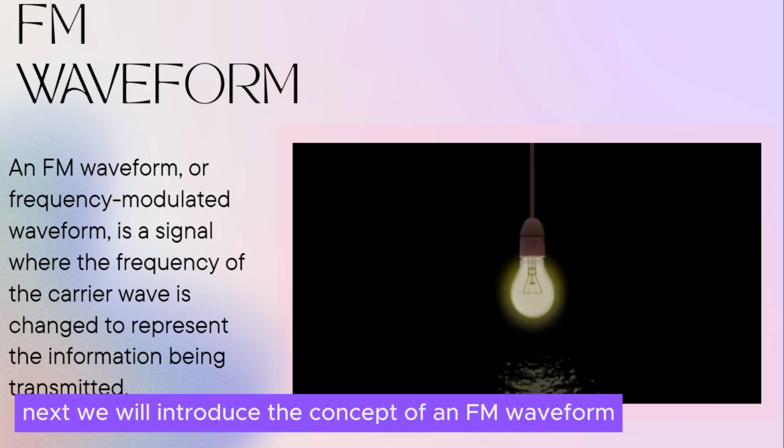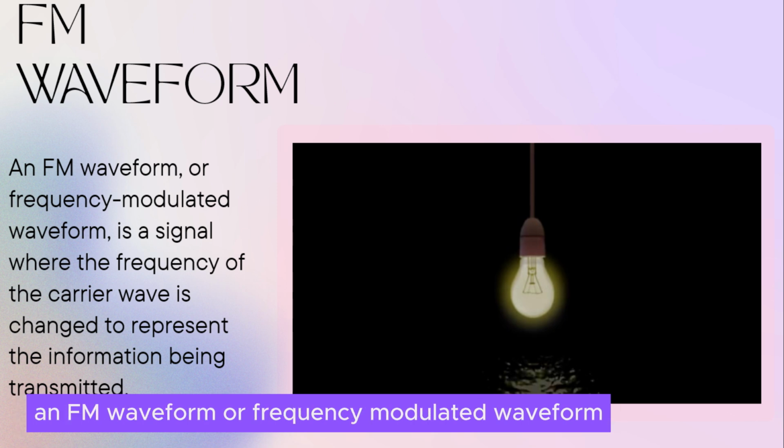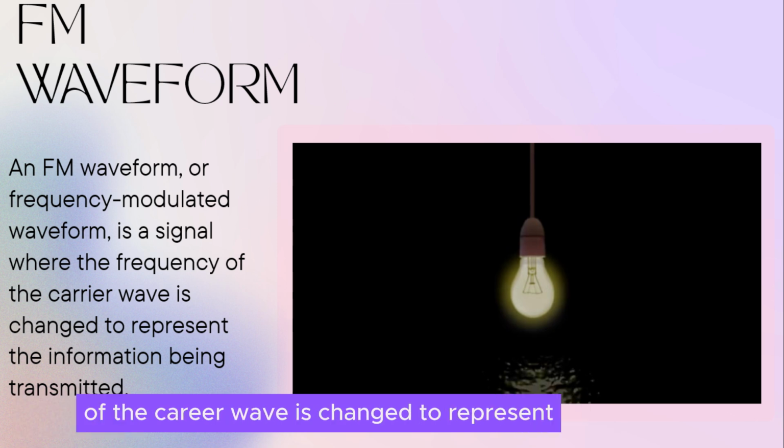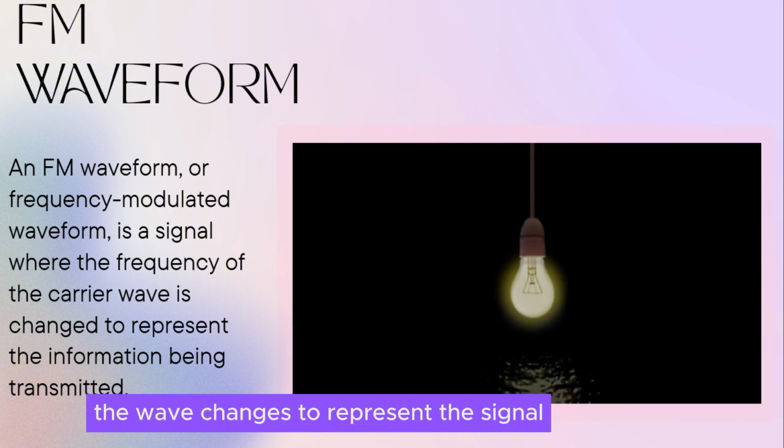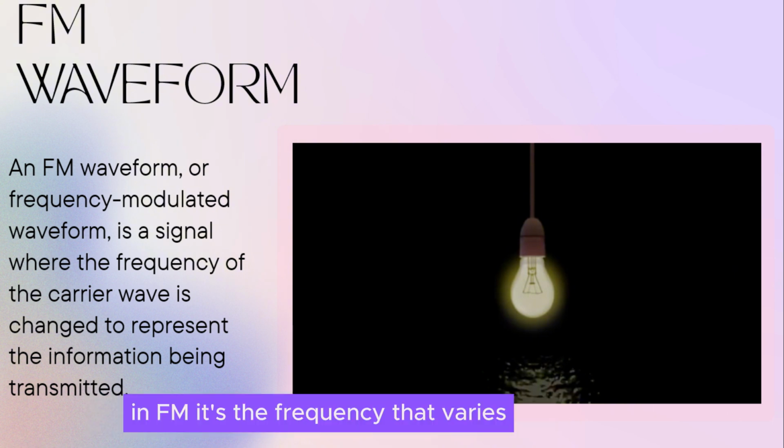Next, we will introduce the concept of an FM waveform. An FM waveform, or frequency modulated waveform, is a signal where the frequency of the carrier wave is changed to represent the information being transmitted. Notice the key here is frequency, unlike amplitude modulation, where the amplitude of the wave changes to represent the signal. In FM, it's the frequency that varies.